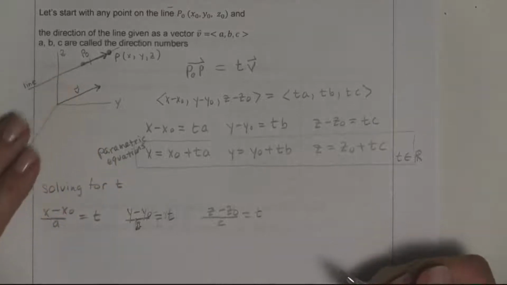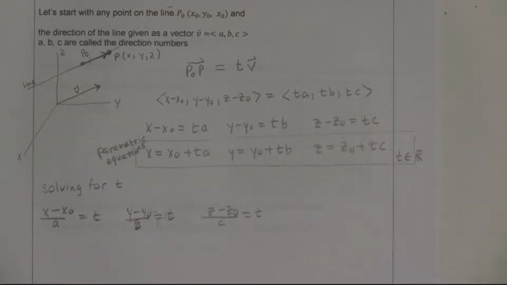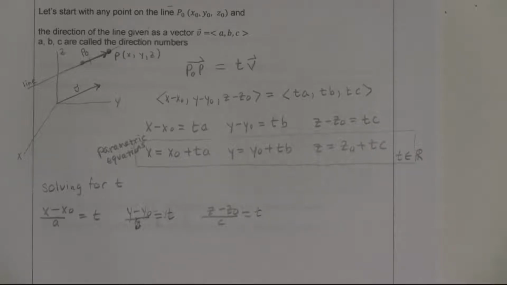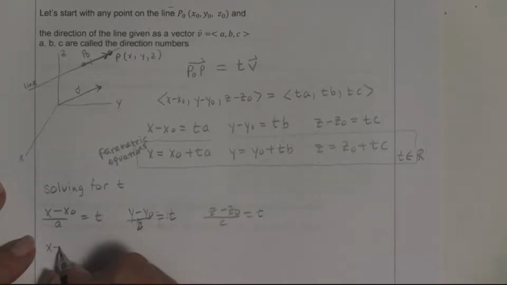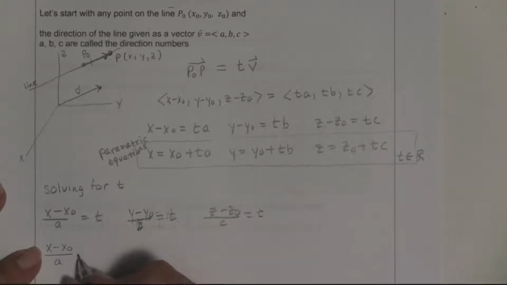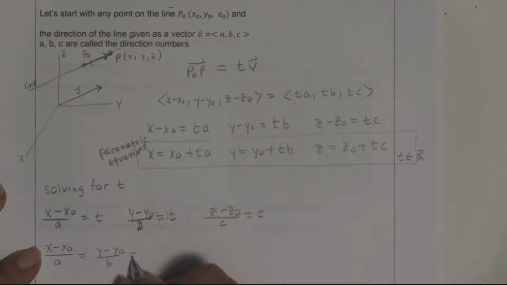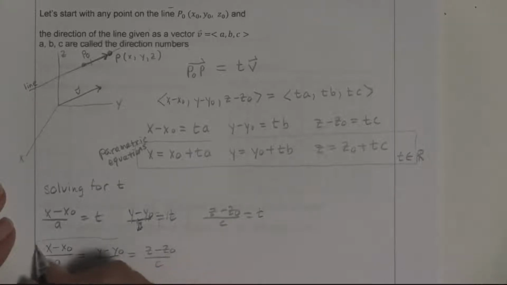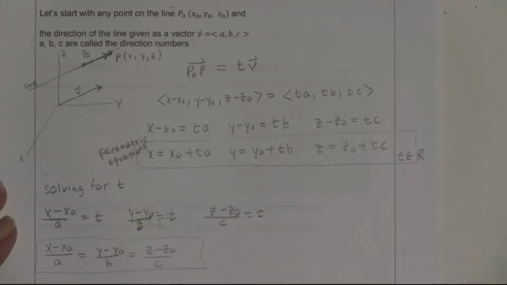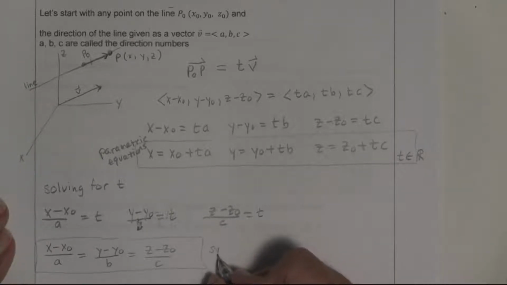Equals t. And since every single one of those is equal to t, you can set them equal to each other, and this is called the symmetric equations. So x minus x naught over a equals y minus y naught over b equals z minus z naught over c. So see how it wasn't very hard to come up with, and these are called the symmetric equations.